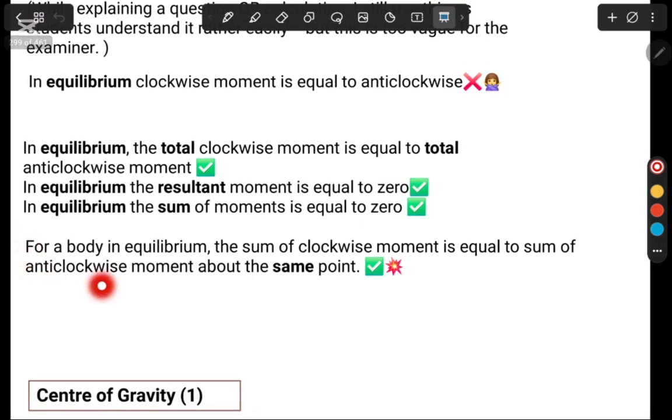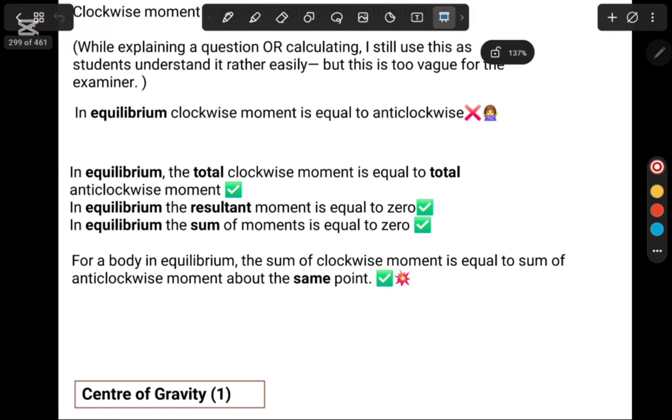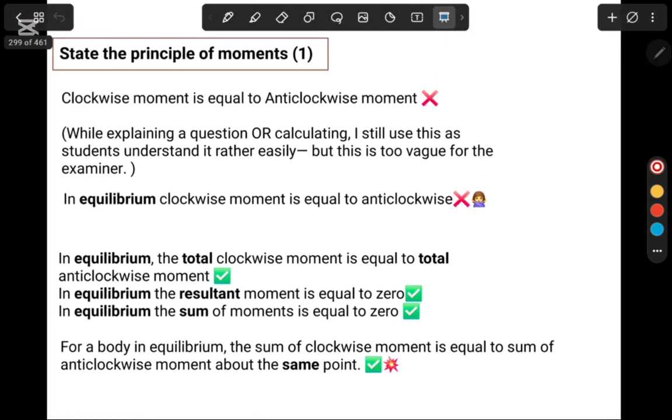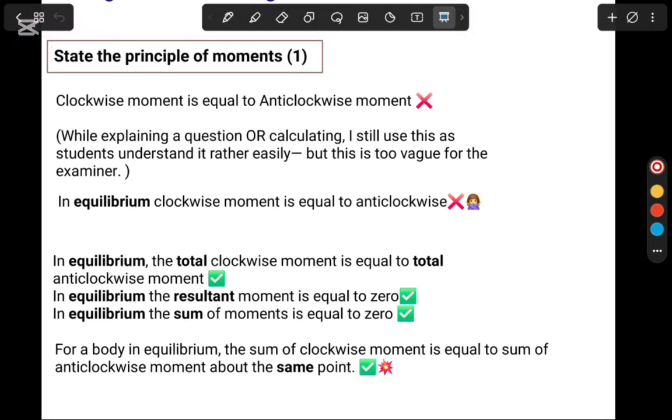And this is the type of answer that I would expect a good A student to give me. For a body in equilibrium, the sum of clockwise moments is equal to the sum of anti-clockwise moments about the same point. This is a bomb answer. It's going to get you the full mark there. So make sure you memorize this and understand it and apply it in all the questions that you see.